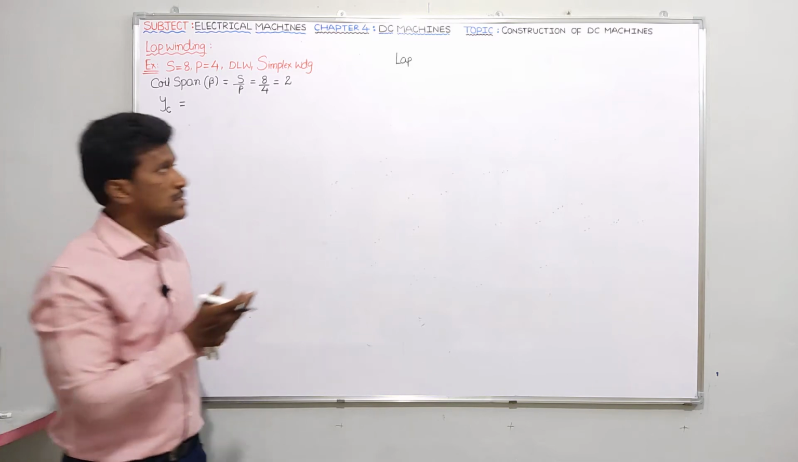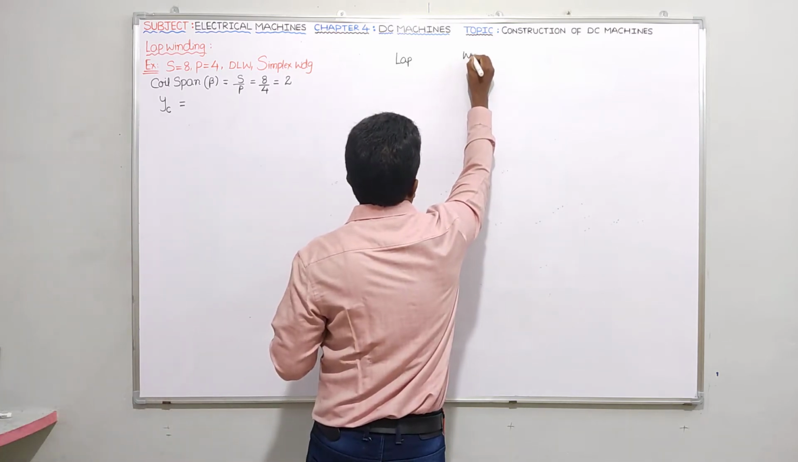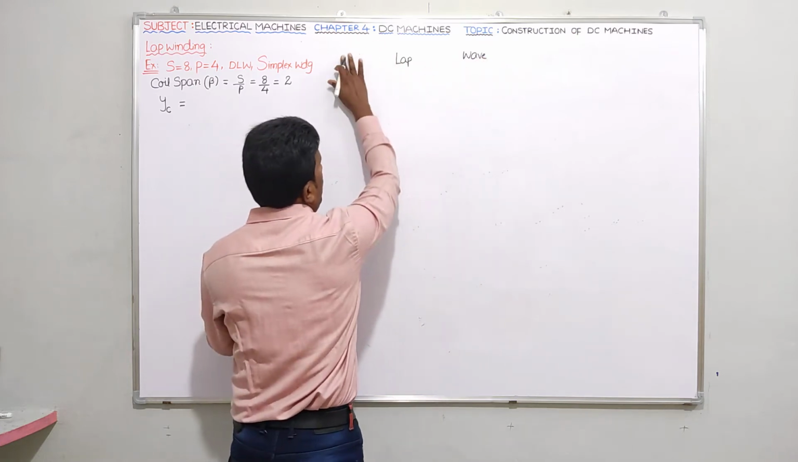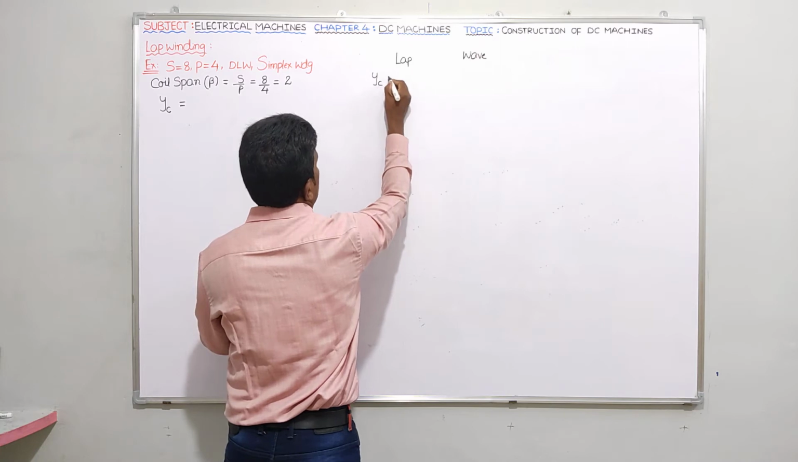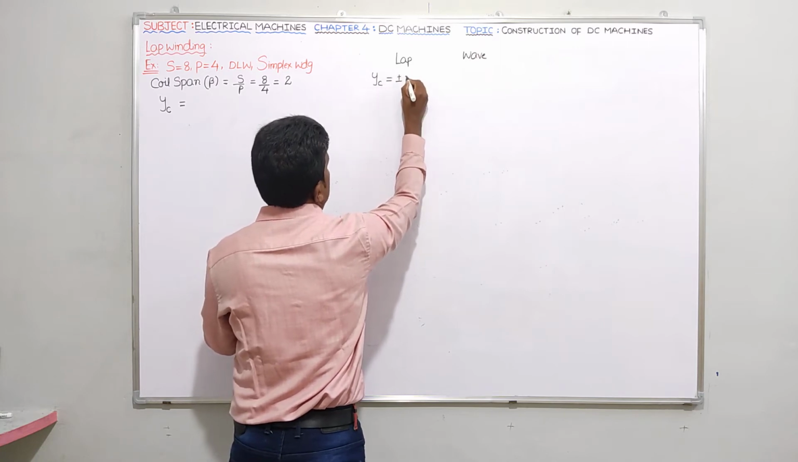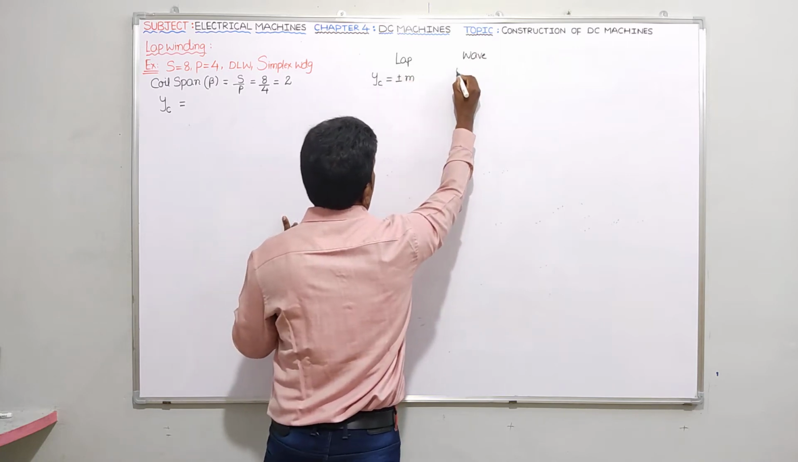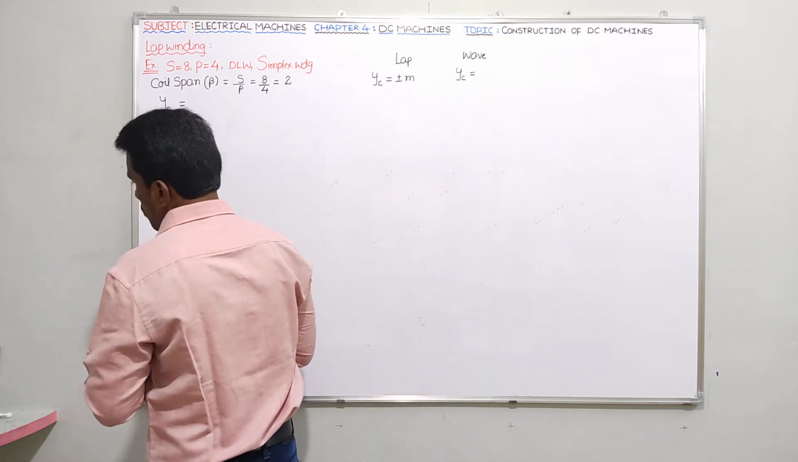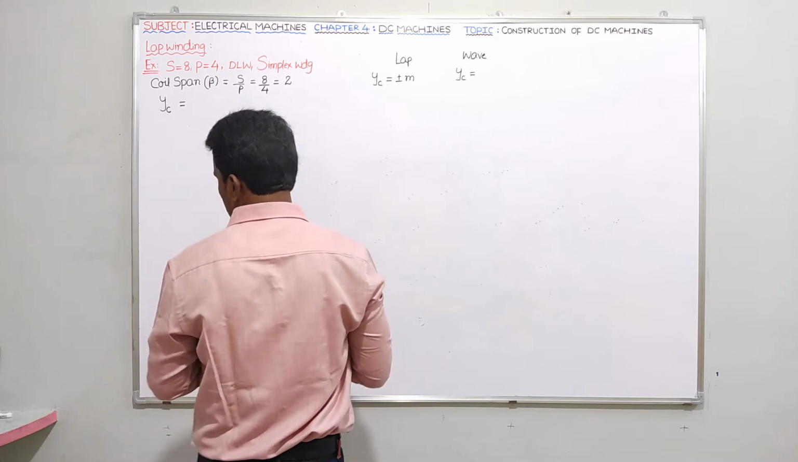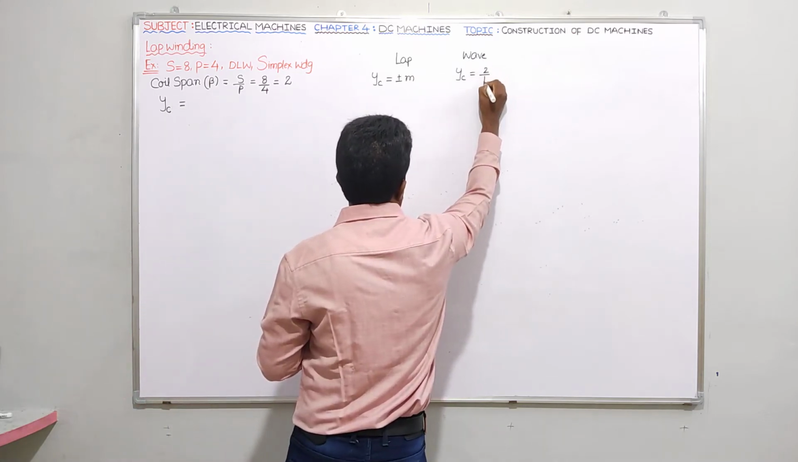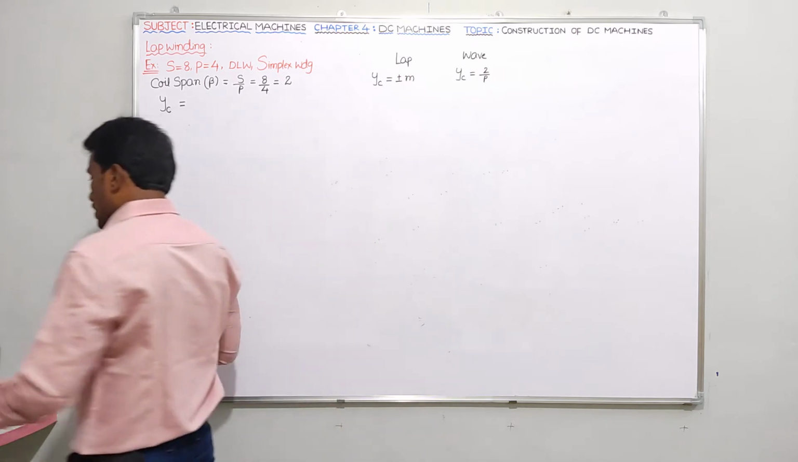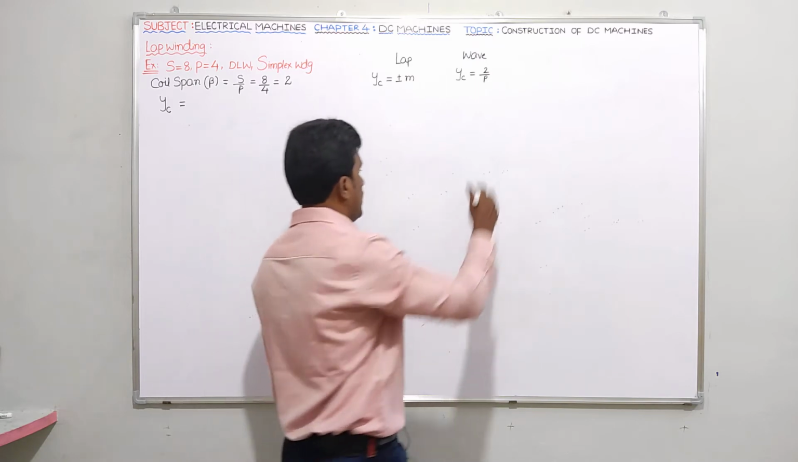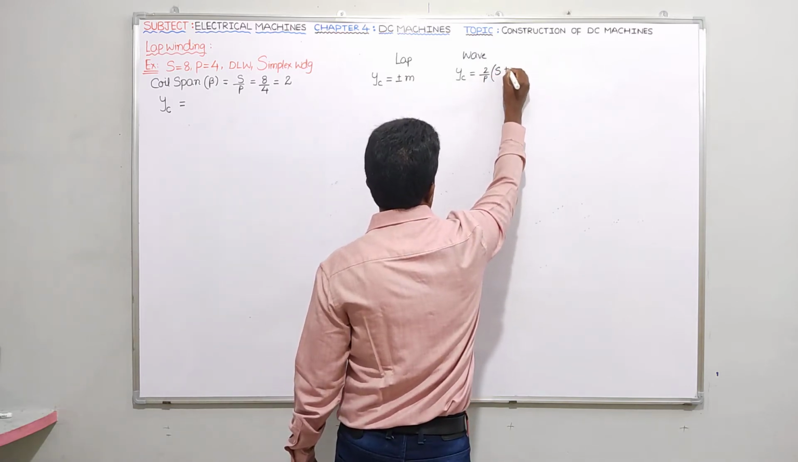Okay guys, for lap winding, just note this down in your notes. For lap winding, YC equals plus or minus M is the formula. For wave winding, YC equals 2 by P into S plus or minus 1. S plus or minus 1.